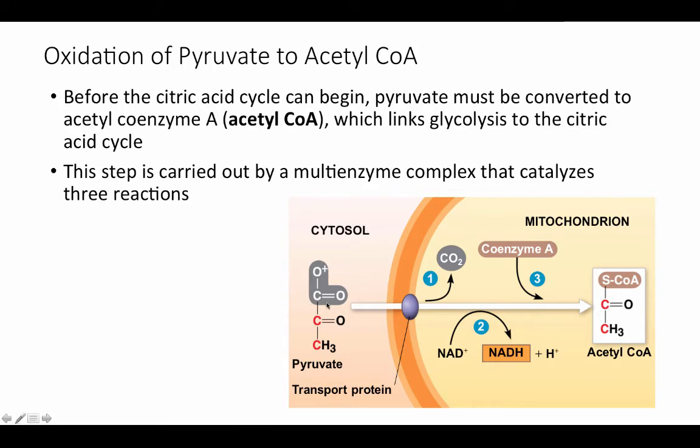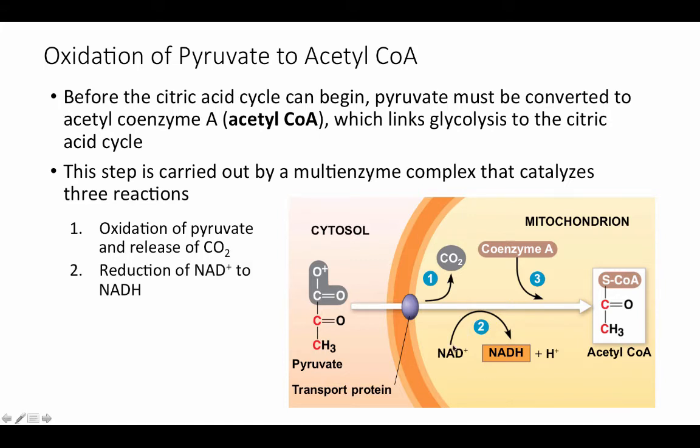So first, pyruvate needs to enter the mitochondrion through a transport protein. So the first reaction is the oxidation of pyruvate and the release of CO2. At this point in the process, we want to start really keeping track of where these carbon molecules go. We want to track the carbon as well as tracking the electrons. So we're going to release a carbon dioxide. So now instead of a 3-carbon chain, we're going to have carbon dioxide and a 2-carbon chain.